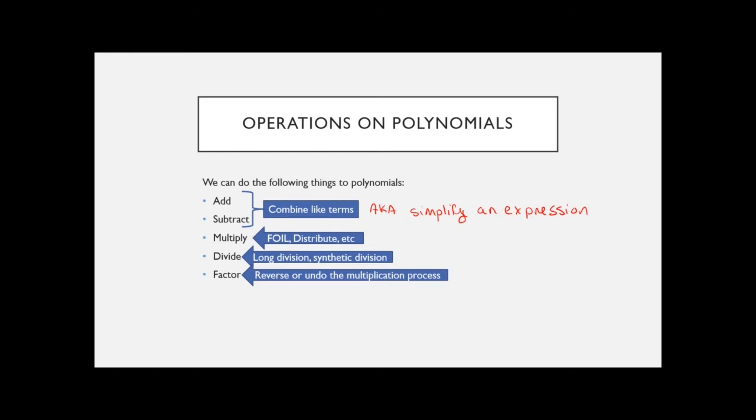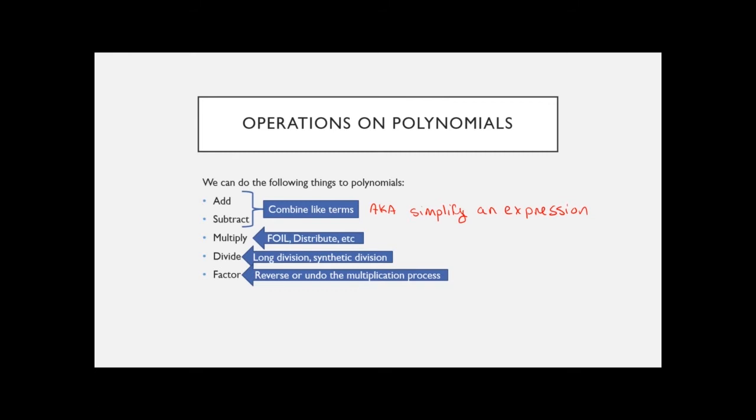Next, after adding and subtracting, we have multiplication. When we multiply polynomials, there are different techniques. There's FOIL. There's distributing, which you did learn about. We were distributing last week with numbers. Here we're going to be distributing with variables as well. But those are some techniques for multiplying.